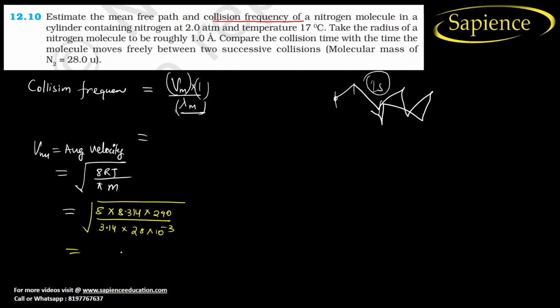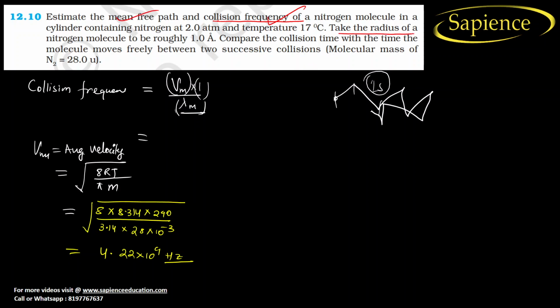So collision frequency will be approximately equal to 4.22 into 10 to the power 9 hertz. Why? Because it is occurring per second. So this collision frequency is in hertz. Okay. So I hope you have understood this. So this question has been done.